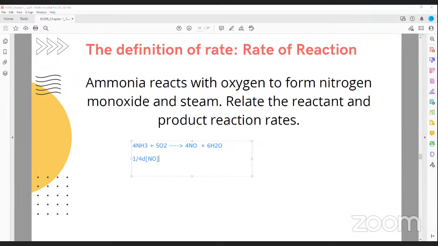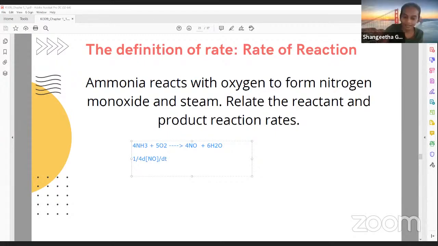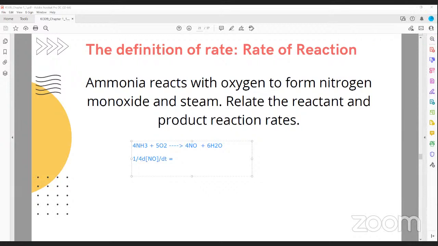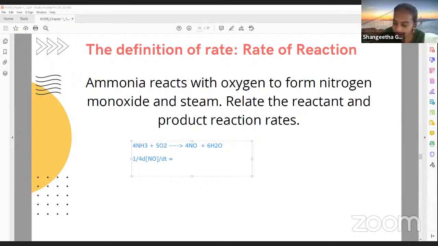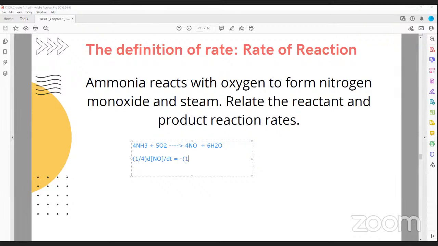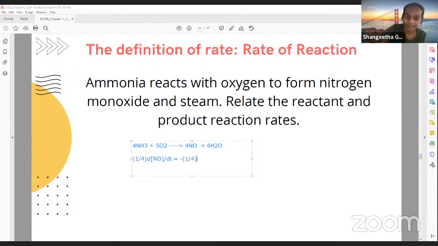Then, dt. Okay, it will equal to... Now this is a product, so there is no negative. Okay, let me just put it so it's easier to see. Okay, so now ammonia. Ammonia will be negative, because it is a reactant. Yes, 1/4.